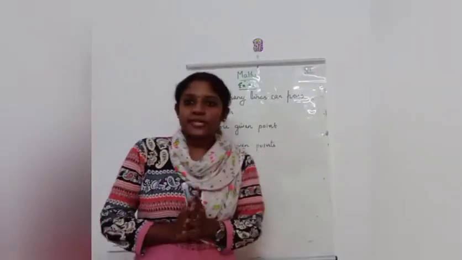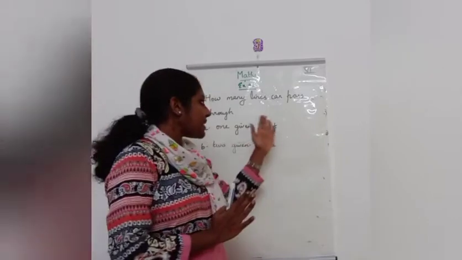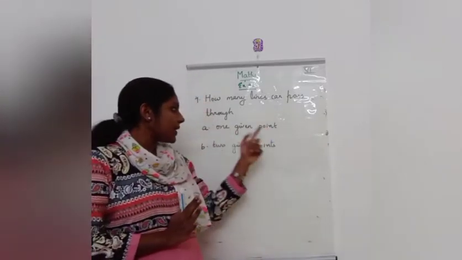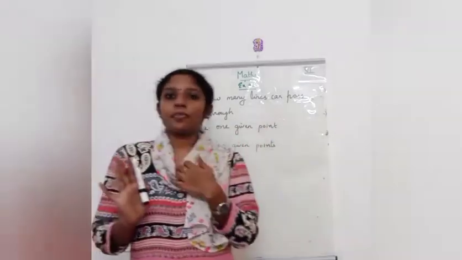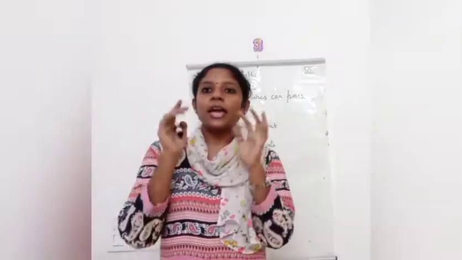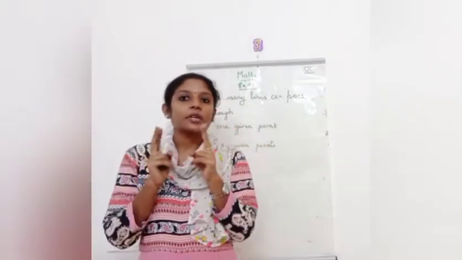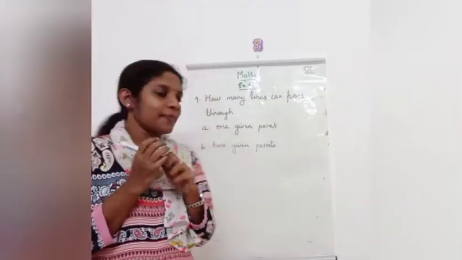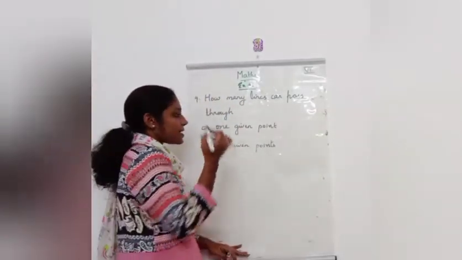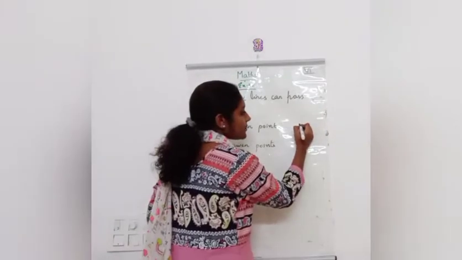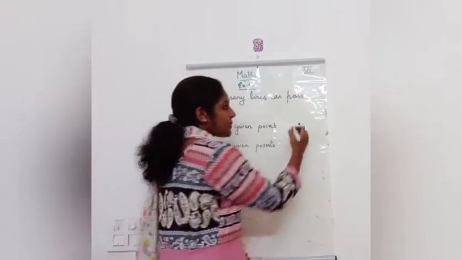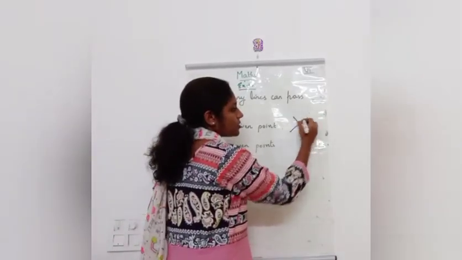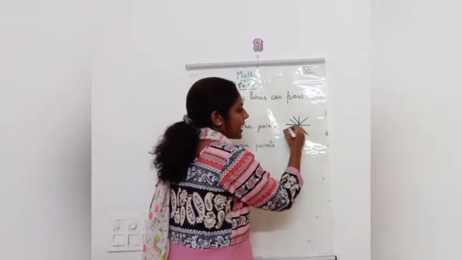Okay, this is the fourth question for you: how many lines can pass through one given point and two given points? ഒരു പോയിന്റ് തന്നിട്ടുണ്ടെങ്കിൽ അതിൽ കൂടി എത്ര ലൈൻസ് പാസ് ചെയ്യും, രണ്ട് പോയിന്റ്സ് തന്നിട്ടുണ്ടെങ്കിൽ അതിൽ കൂടി എത്ര ലൈൻസ് പാസ് ചെയ്യും. So this is a question. So how many lines can pass through one given point? So here if this is a point, how many lines can pass through this? 1, 2, 3, 4, like this.